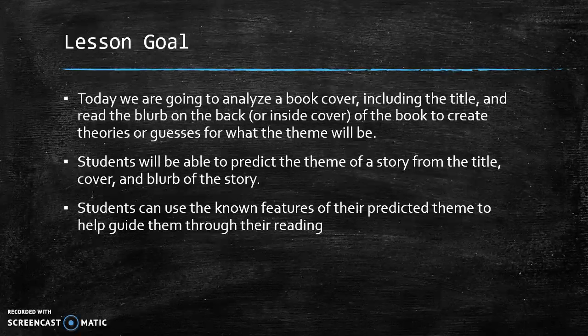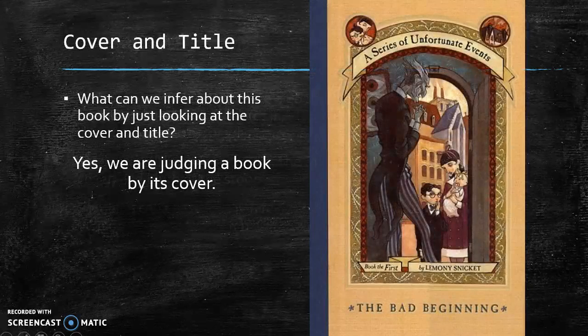Today, I want to show you how readers make theories about a theme from the beginning. We are going to be using the title, cover, and blurb of the story to help us do this. For today's example, we are going to be using A Series of Unfortunate Events, Book the First, The Bad Beginning by Lemony Snicket as our example.